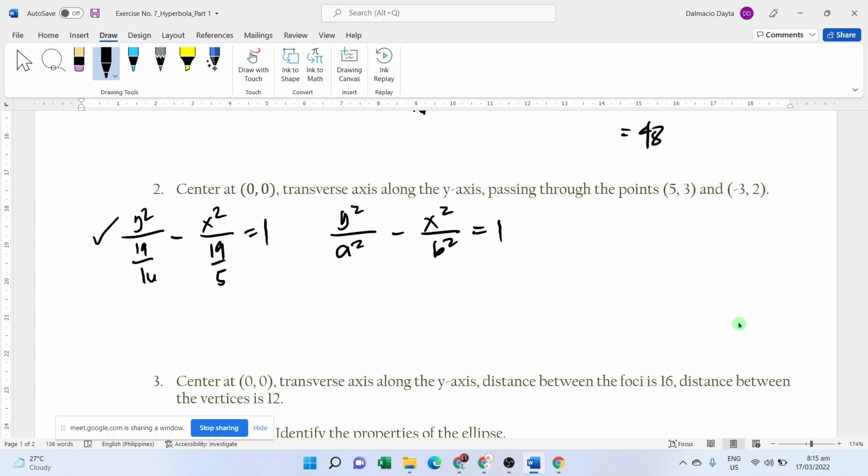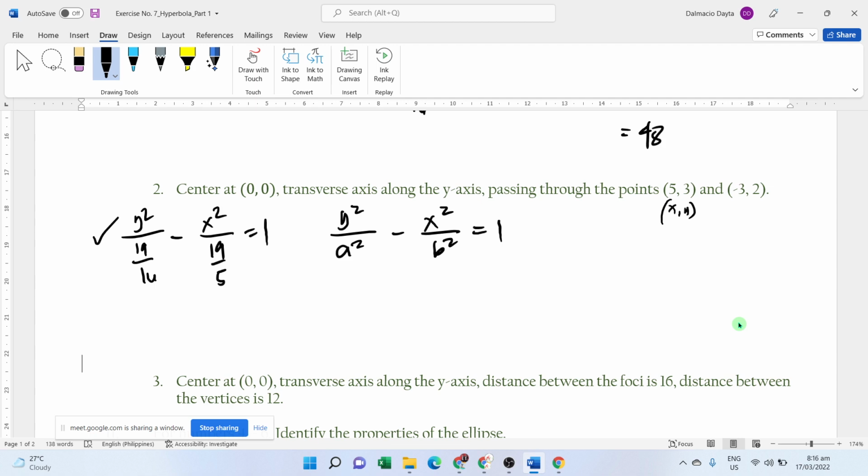Now, the hyperbola passes through the points (5, 3) and (-3, 2). We know that an ordered pair is of the form (x, y). Then substituting these two ordered pairs or points on the hyperbola will produce two equations in a and b. Then we will do the solution to the system of equations.